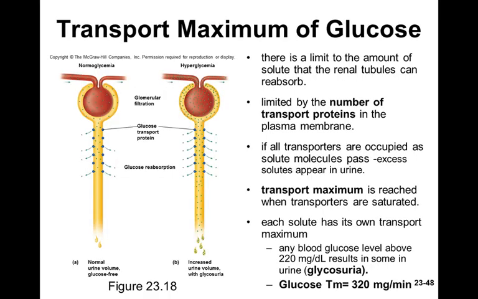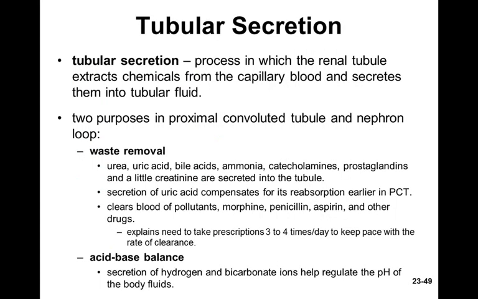Now, there is a transport maximum of glucose. This is reached when the transporters are saturated at the membrane. There's only a limited number of transport proteins. Therefore, there's a limit to the amount of solute that the renal tubes can absorb. If all of the transporters are occupied, then the excess solute will pass through the urine. And each solute has its own transport. And you know this. We've talked about transport proteins in 103 and how it gets salts from one side of the cell to the other, and when they're full, they're full. And any excess glucose will be excreted in the urine. This is called glycosuria, which is that excess glucose in the urine.